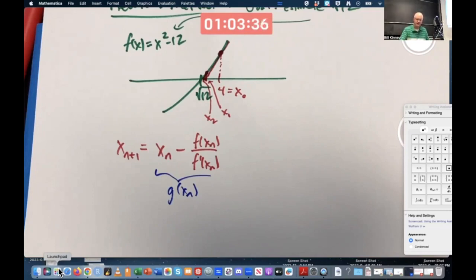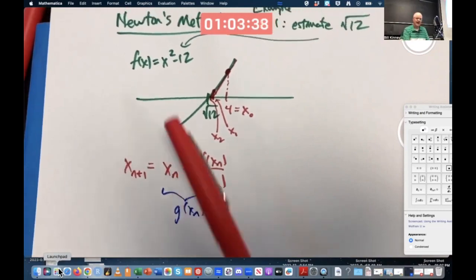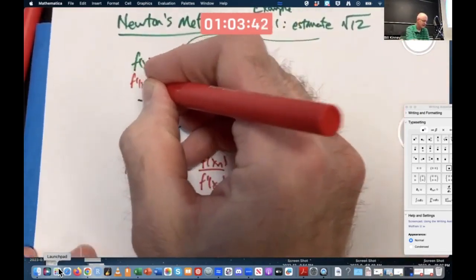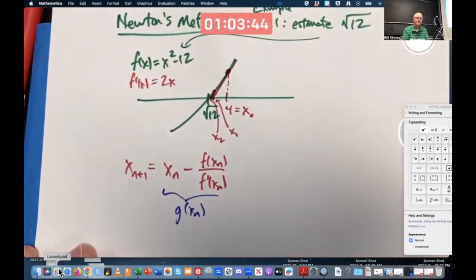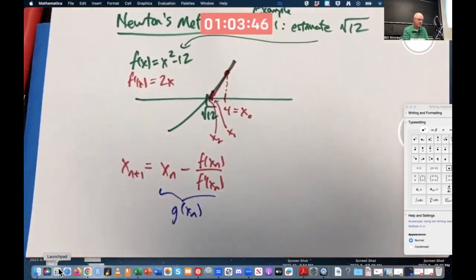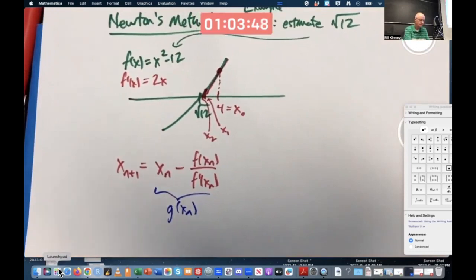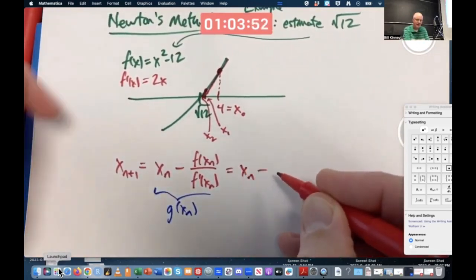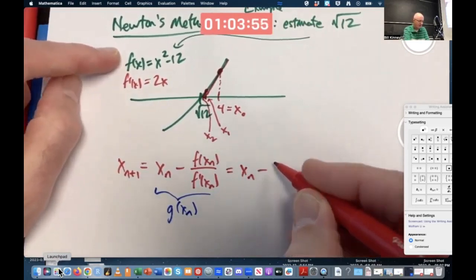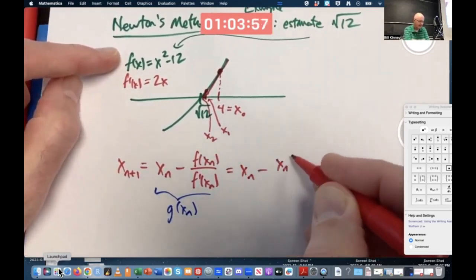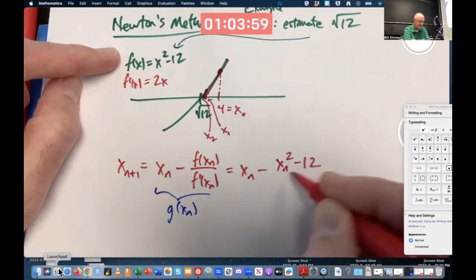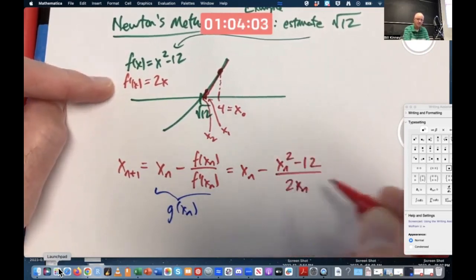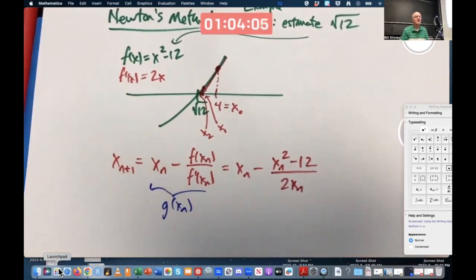So let's try to apply this here. I've got f of x. I need f prime of x. That's easy. That's just 2x. So for this example, this becomes xn minus f of xn. I need to go to the formula for f and write that up here with an xn in place of the x, divided by f prime of xn. That'll be 2xn. And this is the function I need to iterate.